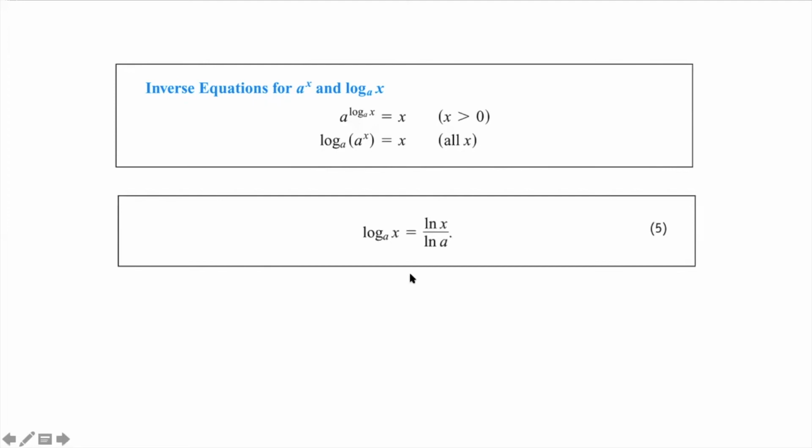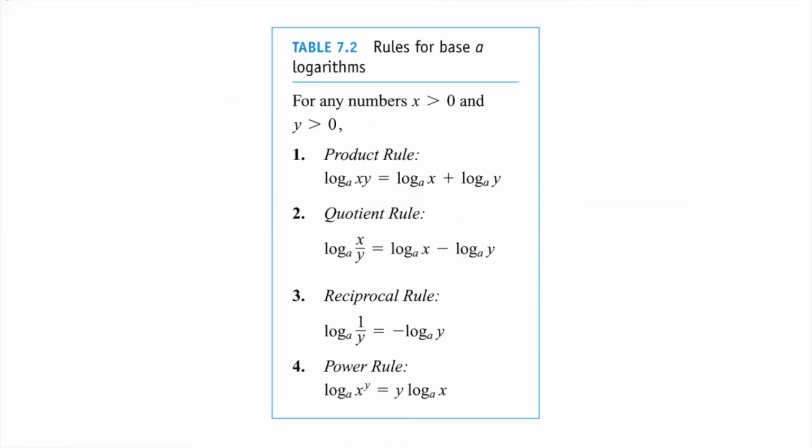Remember your change of base formula from pre-calc? Log base a of x is equal to natural log x divided by natural log a. This is actually the easiest way to do anything in terms of a general logarithm, would be to write it in terms of natural log x. That would actually get you out of ever having to use the formulas that I'm about to show you. Not these ones here, but the derivative and the integral. Notice that your product rule, quotient rule, reciprocal rule, and power rule all apply for your general logarithms, and I think I will be using those at some point.